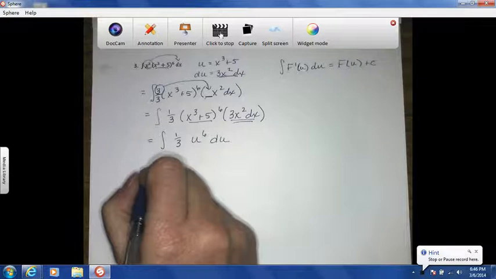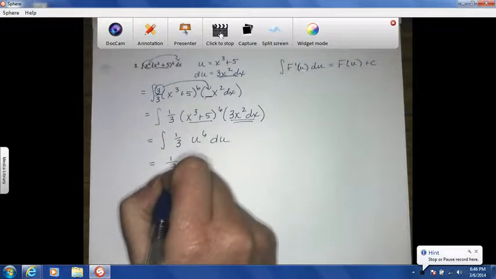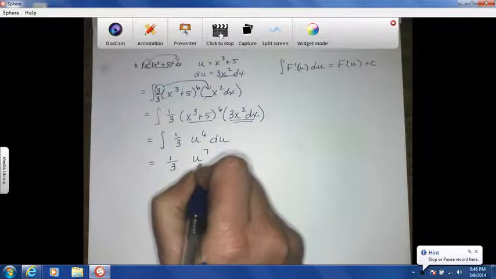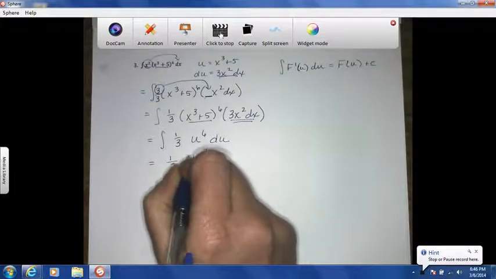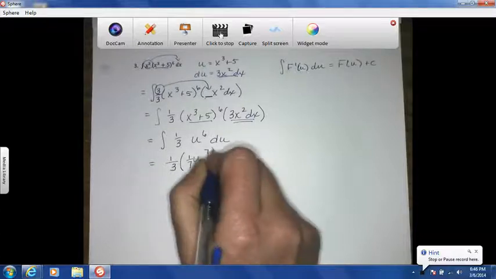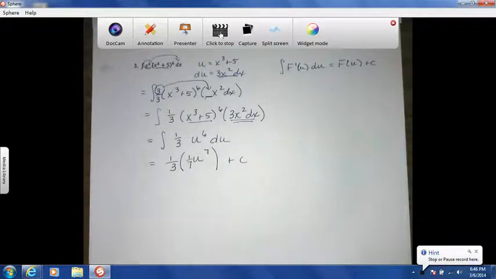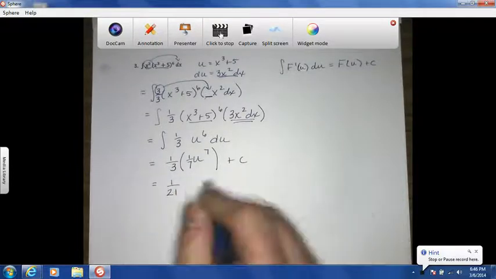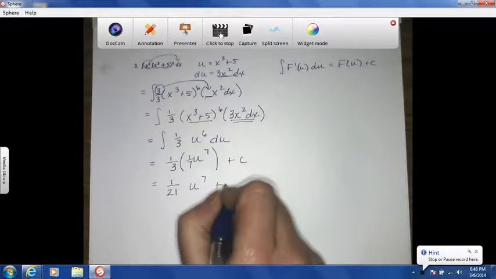Once again, to integrate this, I'm going to add 1 to the exponent, so that gives me u to the 7th, divided by that new exponent gives me a coefficient of 1/7, and then plus our constant of integration. So we now have 1/21 u to the 7th plus c.